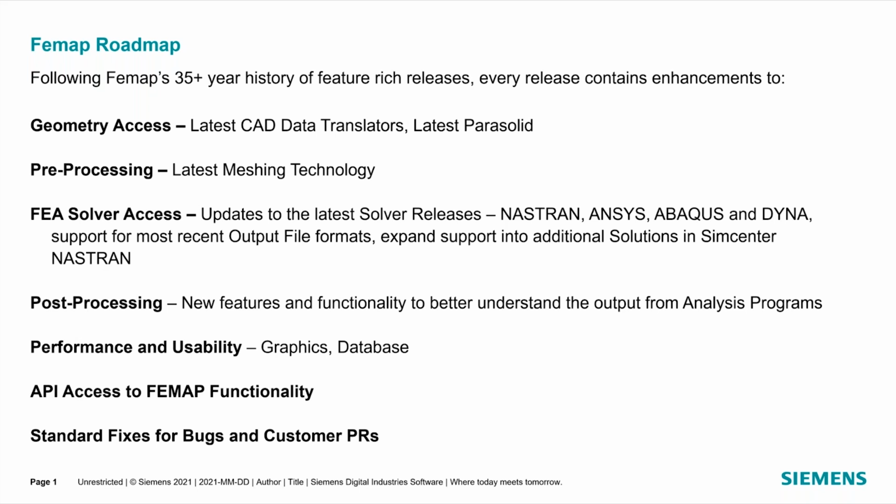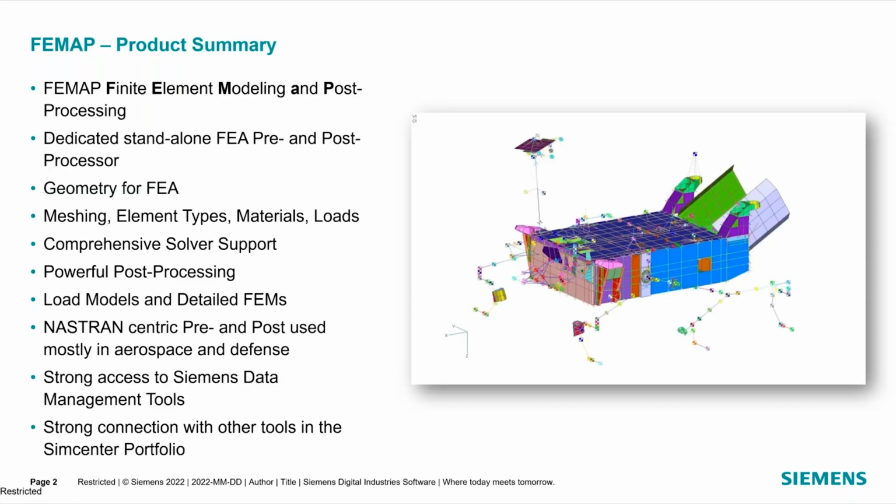So what they're doing right now is always geometry, always changing. Pre-processing, they're pulling in meshing technology like that hex body trick. FEA solver access, it's agnostic. It can handle the major brands of other analysis engines, though now the market's shrinking. Post-processing, performance, API. But you guys know a lot. I mean, this is the Lowe's model, detailed.